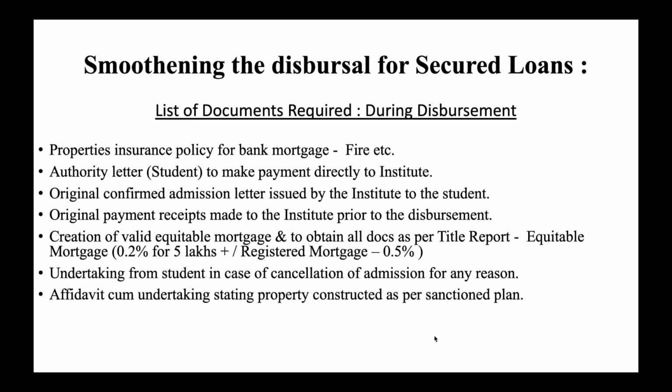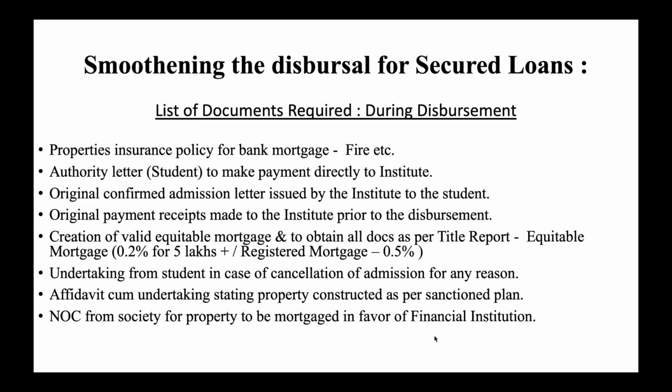There is an affidavit as well which is required, an undertaking stating the property is as per the sanction letter. This is also called the completion certificate, the OC. Furthermore, they would sometimes ask you for an affidavit that it is as per the sanction plan by the municipal corporation of the local area.